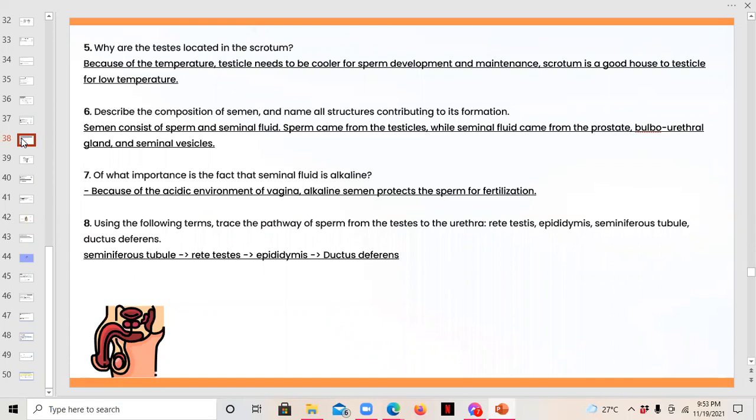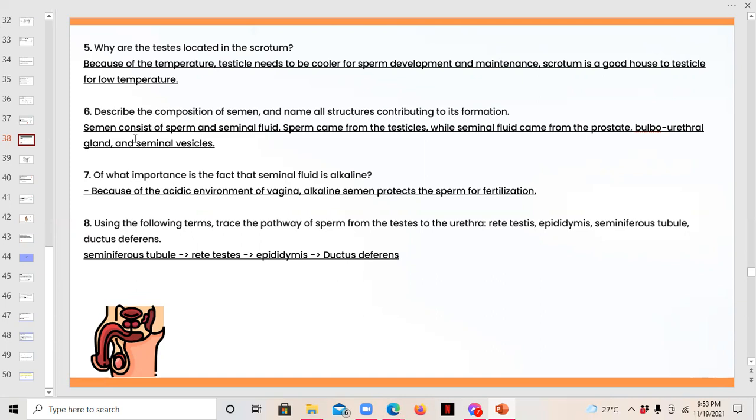Number 6. Describe the composition of semen and name all the structures contributing to its formation. Semen consists of sperm and seminal fluid. Sperm comes from the testicles, while seminal fluid comes from the prostate, bulbourethral gland, and seminal vesicles. Number 7. Of what importance is the fact that seminal fluid is alkaline? Because of the acidic environment of the vagina, alkaline semen protects the sperm for fertilization.